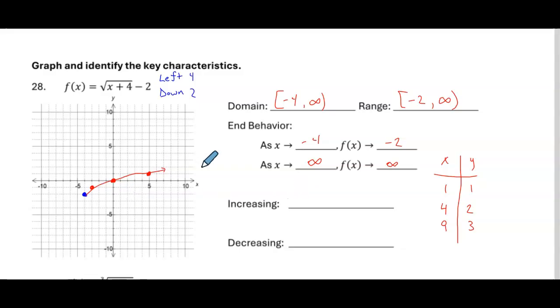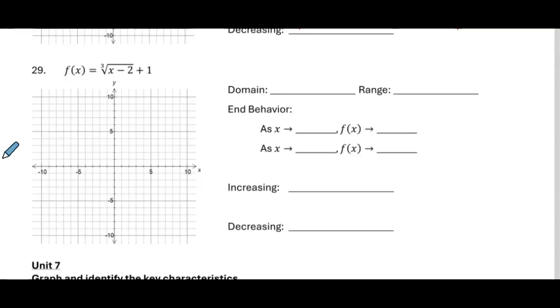Increasing, it's increasing the whole way. So it's increasing for the entire domain. We don't use brackets for increasing intervals, but from -4 to infinity. Again, these intervals have nothing to do with the height. I don't care that it's at -2. What I care about is that it's at -4. Decreasing, there is none. So just write none.